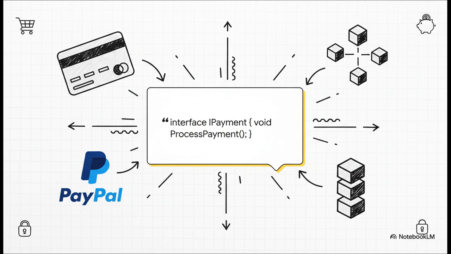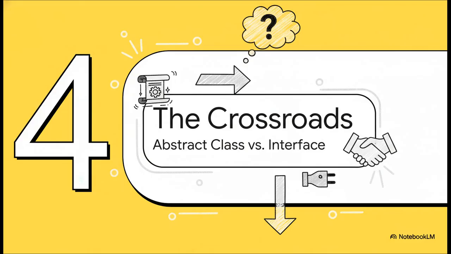And the real magic here is the flexibility. We could add a PayPal payment or crypto payment class tomorrow, and as long as they also honor that same IPayment contract, our system can handle them without any major rewrites. Okay, so we have two really powerful tools.